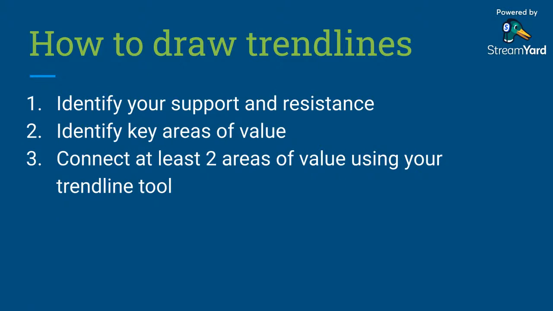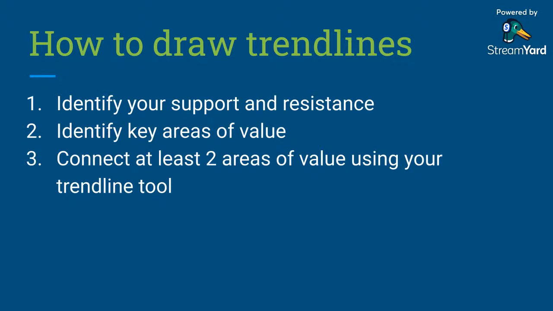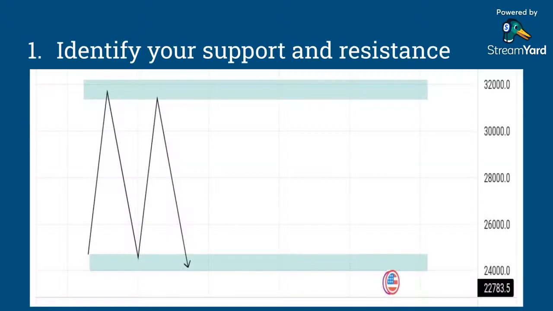Number 2, identify your key areas of value. Don't worry, I'm going to explain to you guys what my guy said. Chip Opera, don't worry, man, we are together in this. So now we said identify your areas of value. I'm going to teach you guys what areas of value are. Then when I say connect at least 2 areas of value using your trendline tools, this is just English. Let me show you guys practicals.